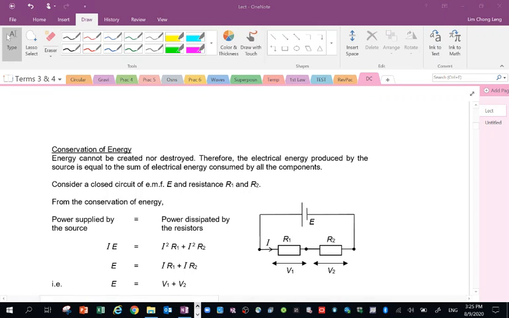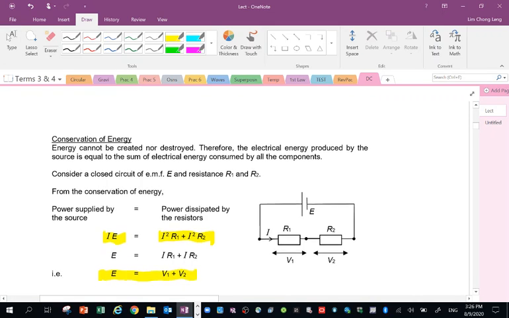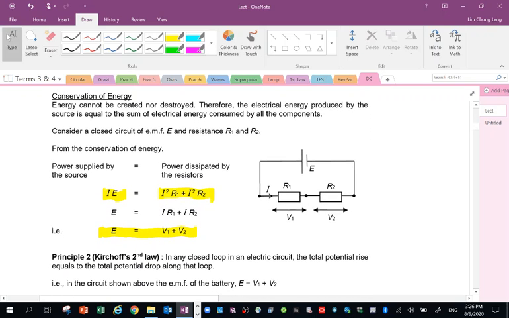So we have power supplied by the source, which is IE, equal to the power dissipated by the resistor. Both resistors experience the same current because of a series circuit. So we are able to get this expression: E equals V1 plus V2. Kirchhoff's second law, although it's stated as the total potential rise equals the total potential drop, simply means that the EMF, which is the supply, is equal to the sum of the PDs.